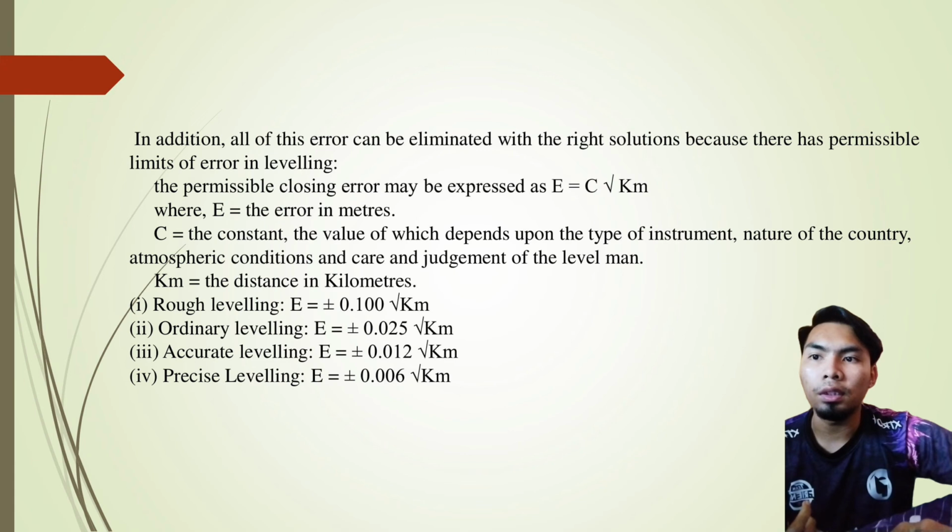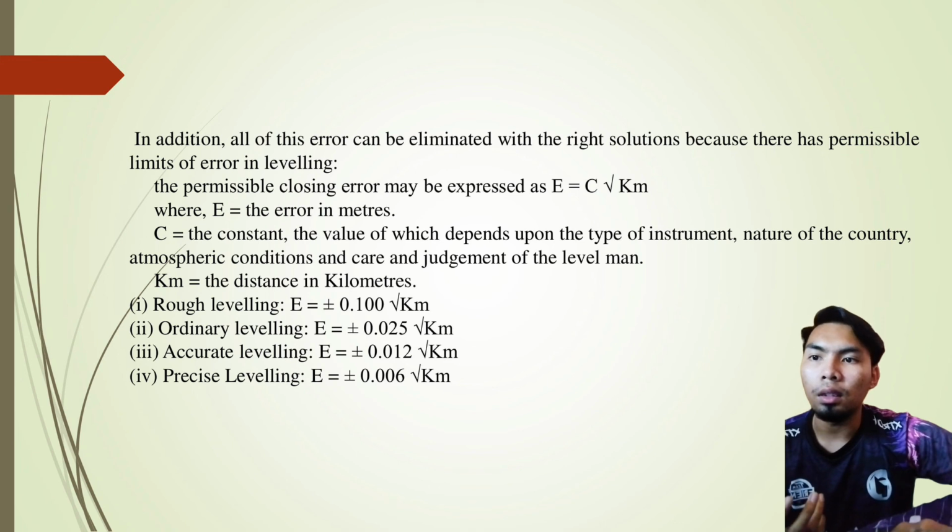In addition, all of these errors can be eliminated with the right solution because there are permissible limits of error in leveling. The permissible closing error may be expressed as E equals C square root K, where E equals the error in meters, C the constant, the value of which depends upon the type of instrument, nature of the country, atmospheric condition, and care and judgment of the levelman. K equals the distance in kilometers.